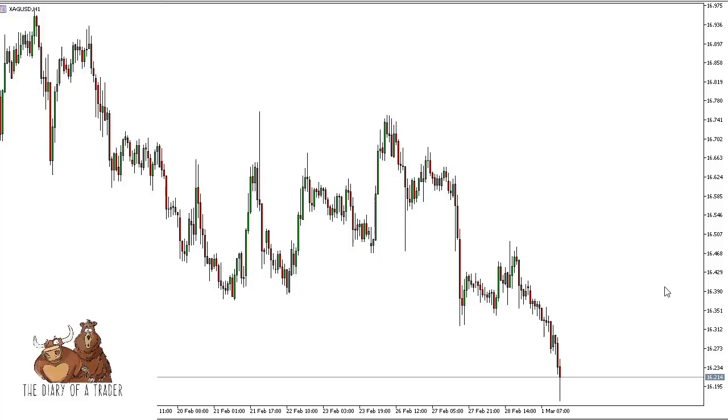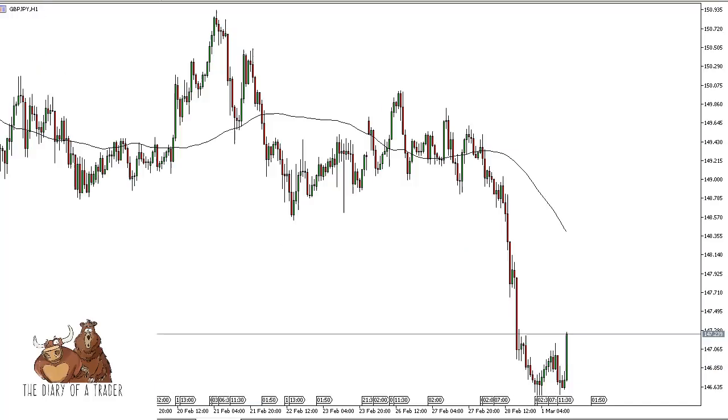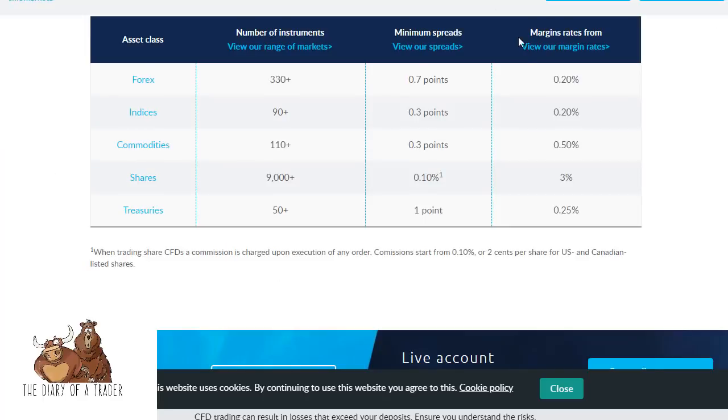The most common CFDs are going to be gold, silver, and oil. You can see I have an hourly silver chart. I can switch over here to British pound, US dollar, pound yen, and the like. So that gives you the ability to trade various markets with correlations. So, for example, the Australian dollar and gold. So that gives you that bit of benefit.